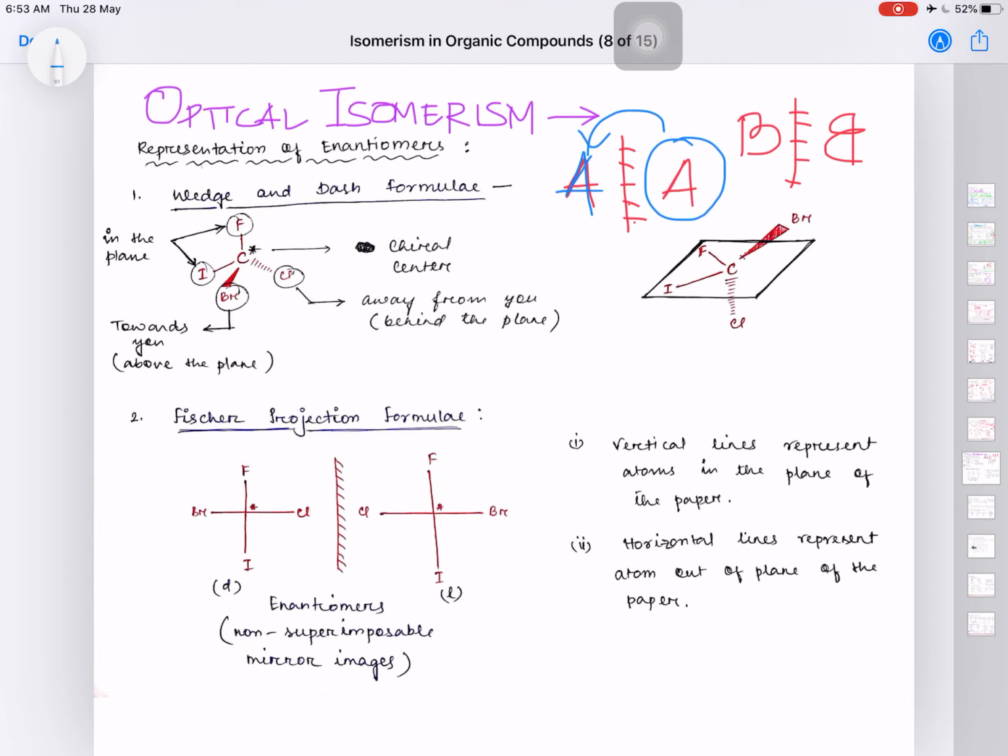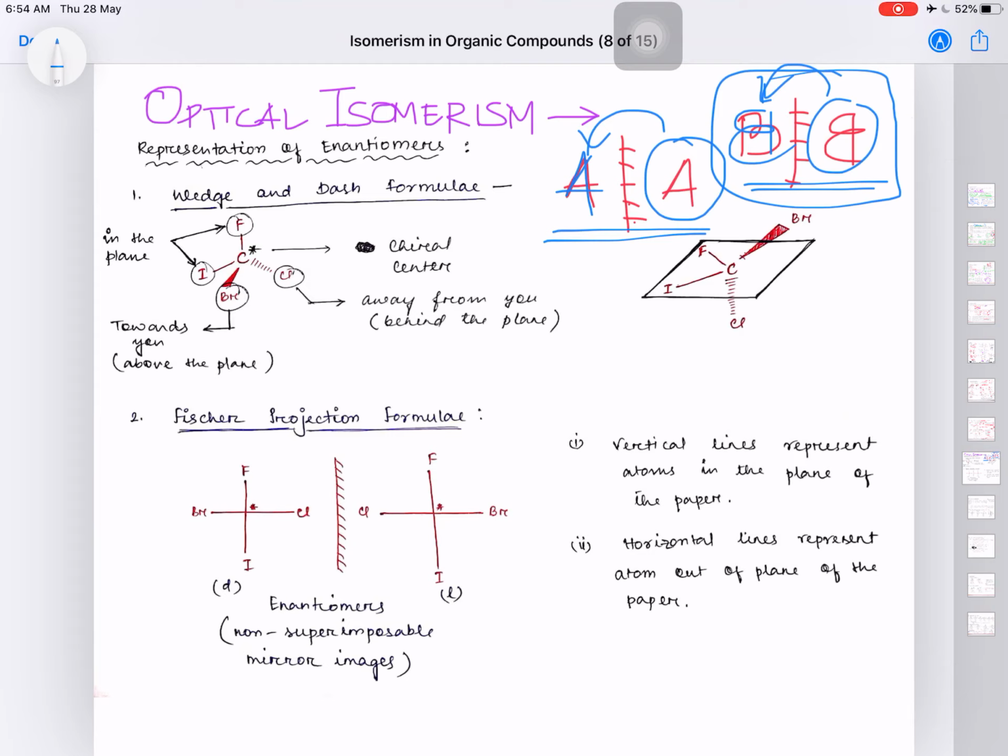But in case of B, if you place this mirror image on top of the original B, you'll get somewhat this type of arrangement. So this is called a non-superimposable mirror image, meaning the mirror image and the original object are non-superimposable. Pairs where the mirror image and the original object are non-superimposable are called enantiomers, and where they are superimposable, they are not enantiomers.